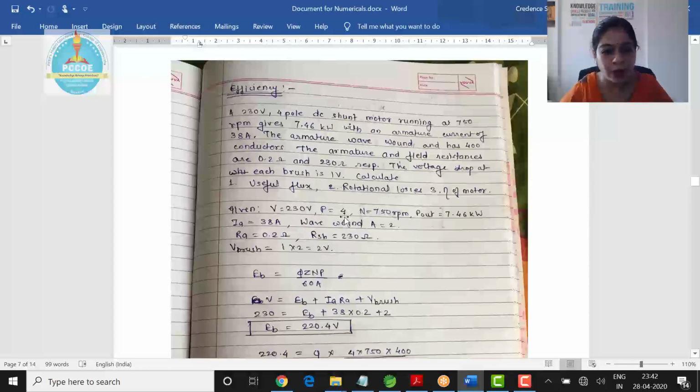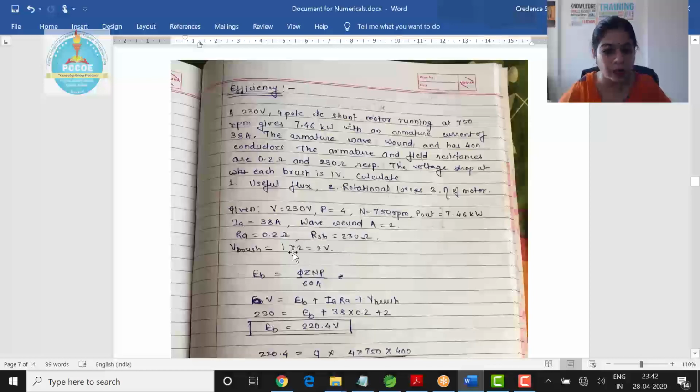Number of poles are 4. N is equal to 750 rpm. P out is equal to 7.46 kilowatts. Kilowatts is given. I is equal to 38 ampere. Wave wound, that means A is equal to 2. RA is equal to 0.2 ohm. V is equal to 230 volts.